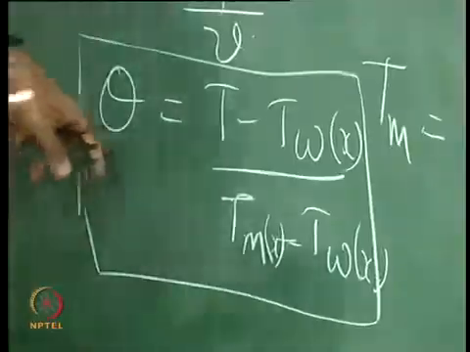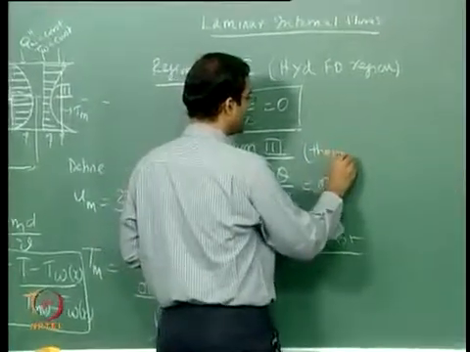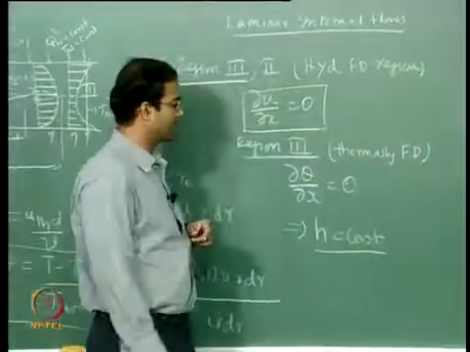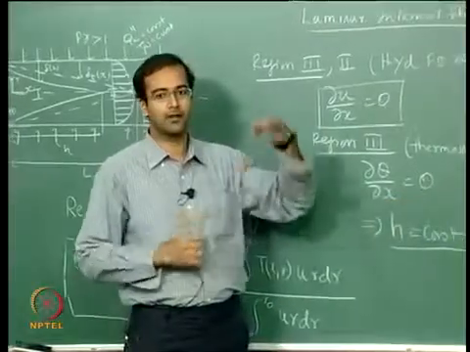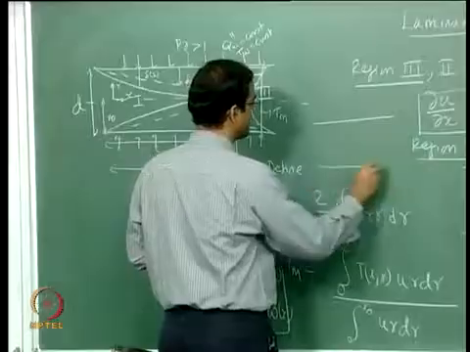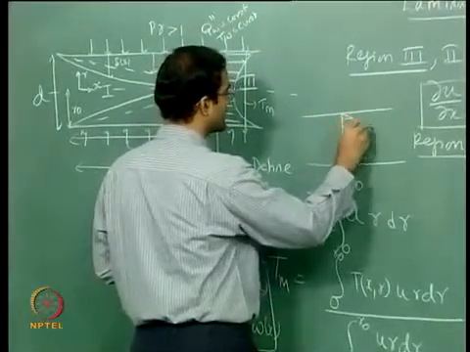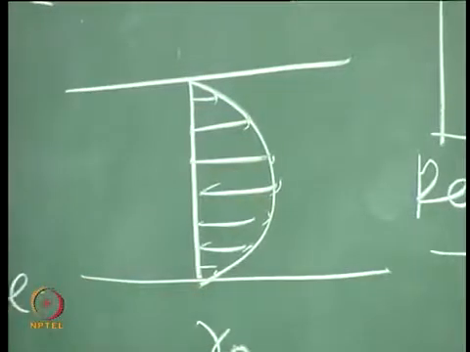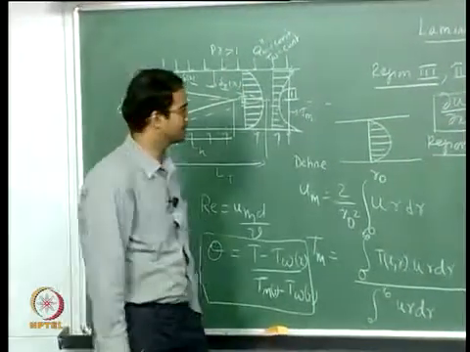So we can put a condition that if it has to be thermally fully developed, then d theta by dx should be 0. That means theta should be only a function of r. So if you plot the non-dimensional temperature profile, it will look very similar to your velocity profile, where it will go to 0 at the wall and you get some kind of a profile like this, and this will remain invariant along the axial location.